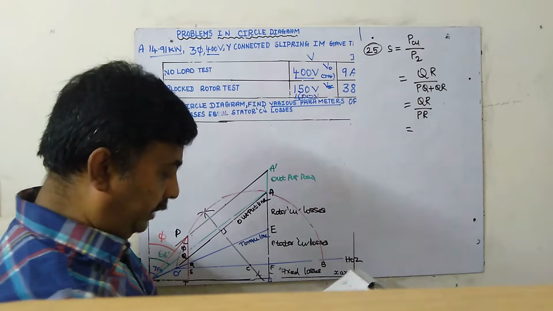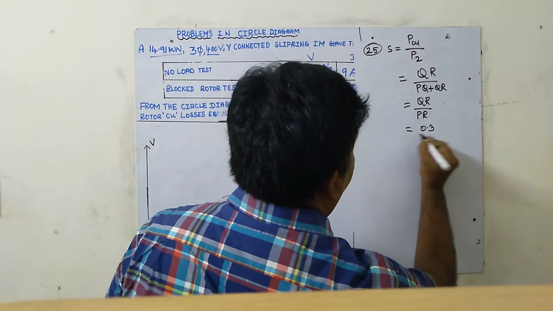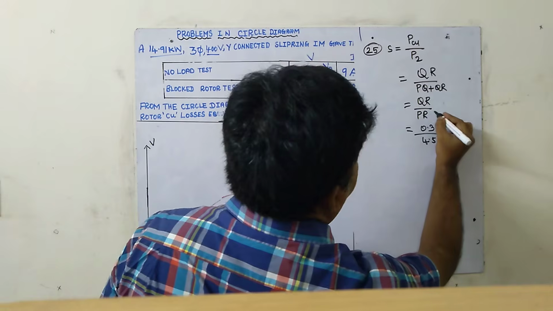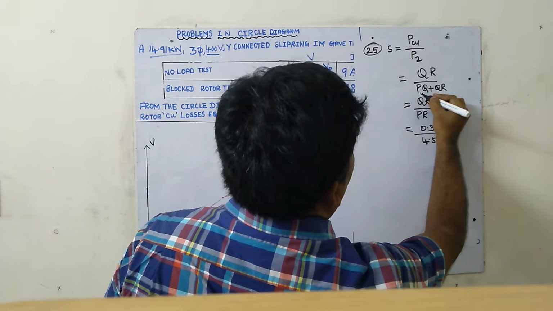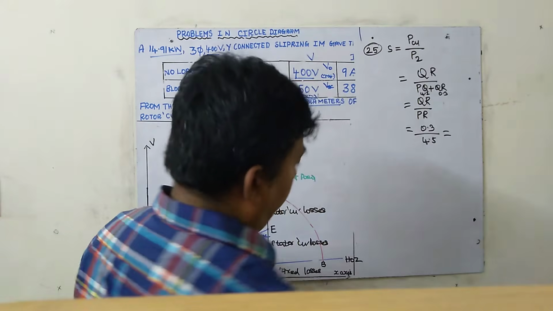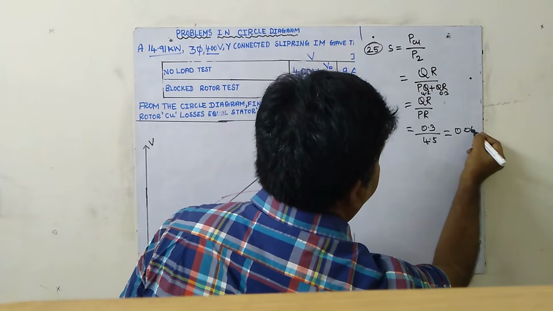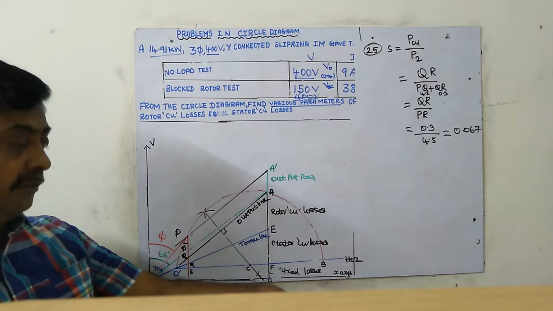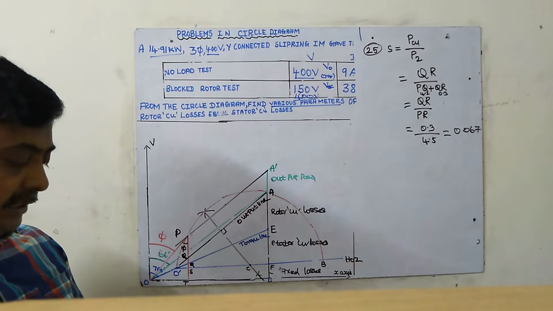QR equals 0.3, divided by 4.2 plus 0.3, which is 4.5. See, this is 4.2 and this is 0.3. What value am I getting? 0.067. That is the slip. So up to this we have found the slip.